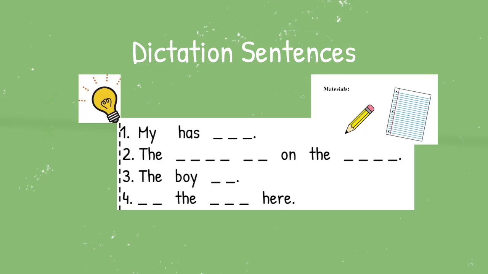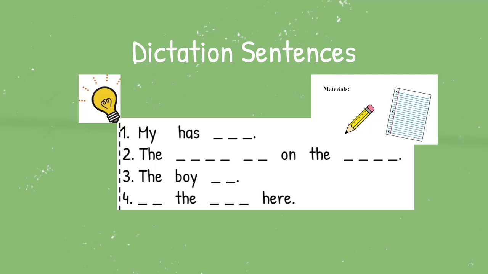Third sentence, the boy sang. So that word I want you to focus on in the third sentence is sang. Sang. Okay, press pause, press play when you're ready. Number 4, hang the hat here. That first word I want you to spell is hang. Hang. The hat. At here.